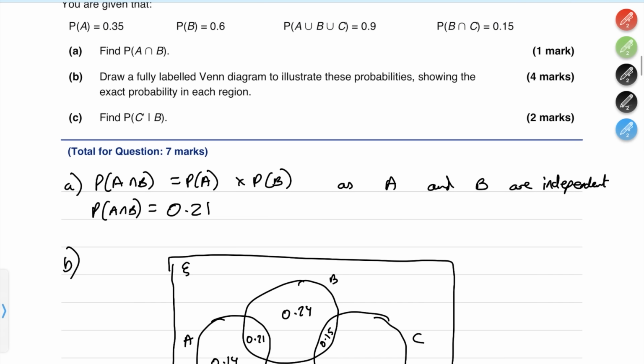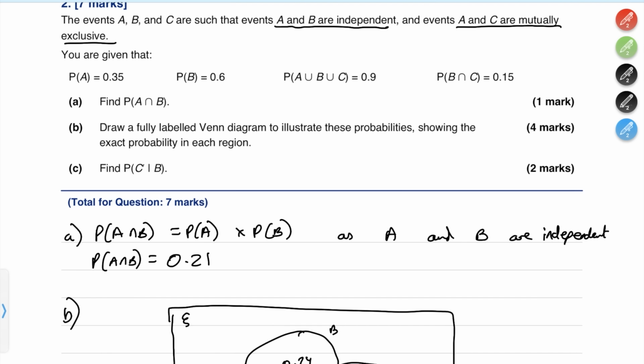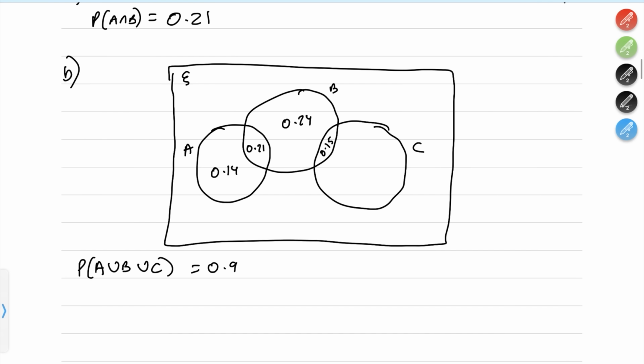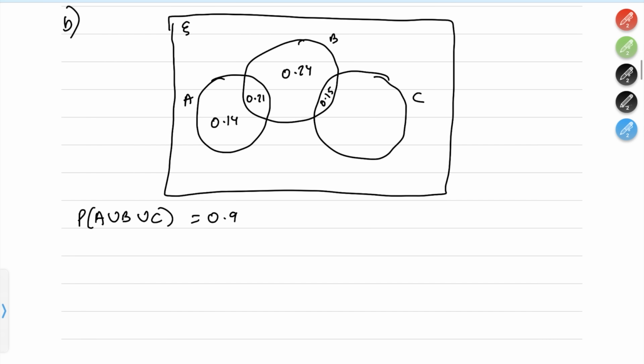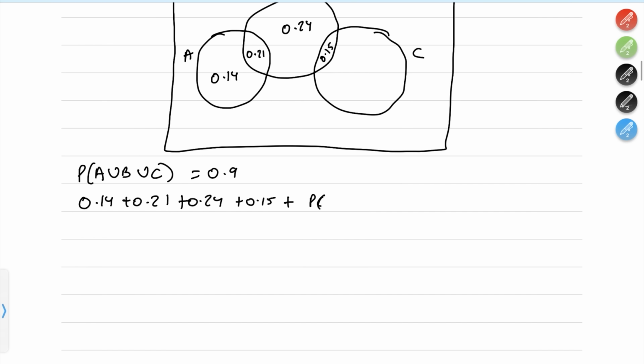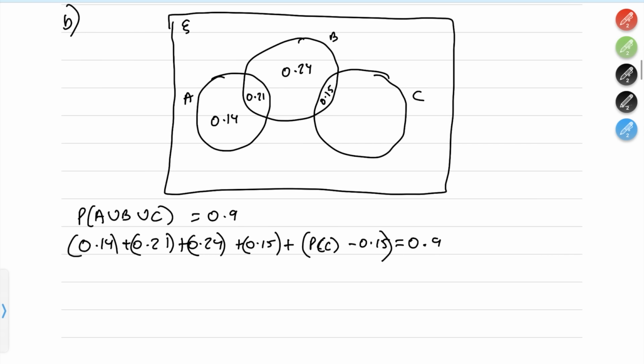That's the next part. Now we've been given the fact that the probability of A union B union C is 0.9. So we'll start off by saying this is going to be 0.14 plus 0.21 plus 0.24 plus 0.15 plus probability of C minus 0.15, and that's going to equal 0.9. Let me split this up and I'll explain exactly why I've done this piece, probability of C minus 0.15.